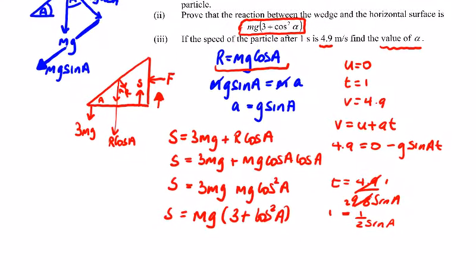So you're going to get sine alpha equal to a half. Just double check that. You're going to get 2 sine alpha is equal to 1. Sine alpha is equal to 1 over 2. So that will give alpha equal to 30 degrees. So that works out nice and easily. No decimals involved.